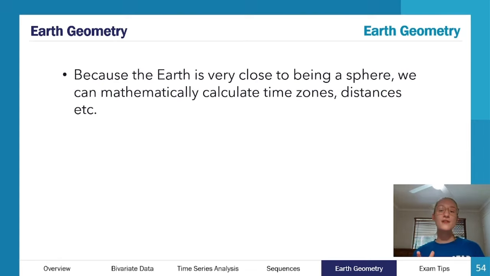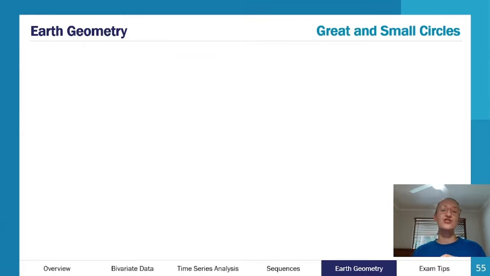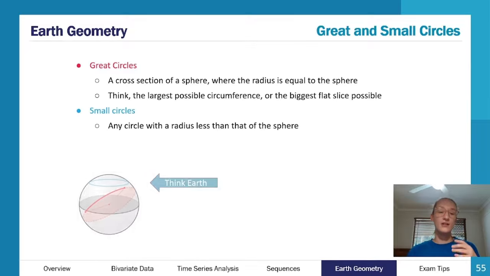Because the earth is very close to being a sphere, we can actually mathematically calculate time zones, distances between areas, and all of that kind of thing. So when you're getting an introduction to earth geometry, think latitude and longitude, which is like the global positioning system we use. Any point on the earth can be defined by where it is in relation to latitude and longitude. So think about the earth. We know it's roughly a sphere.